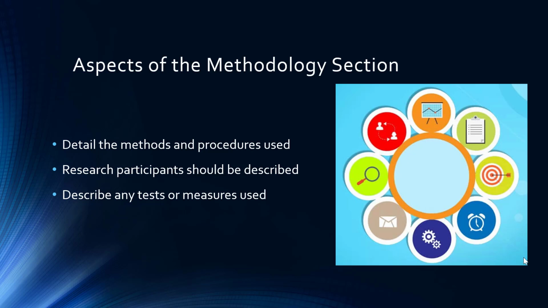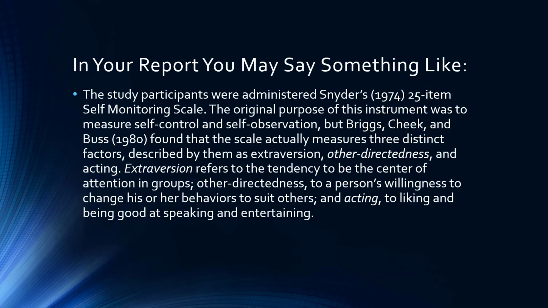In your report, you might say something like this. The study participants were administered Schneider's 25-item self-monitoring scale. The original purpose of this instrument was to measure self-control and self-observation, but Briggs, Cheek, and Buss found that the scale actually measures three distinct factors described by them as extroversion, other-directedness, and acting. Extroversion refers to the tendency to be the center of attention in groups. Other-directedness refers to a person's willingness to change his or her behavior to suit others, and acting refers to liking and being good at speaking and entertaining.